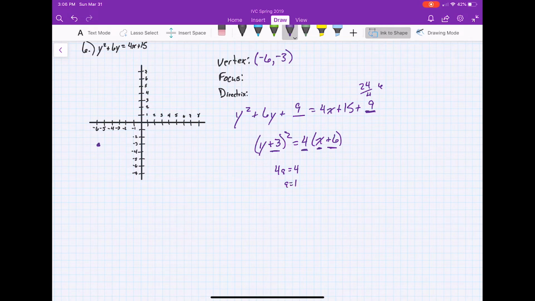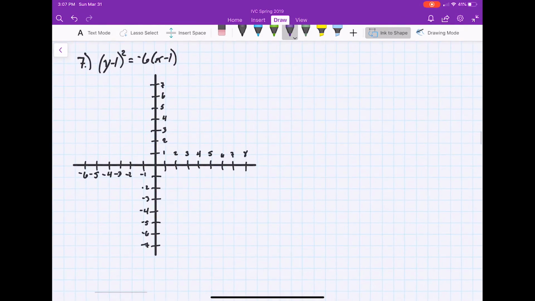Now we are going to get into some craziness. We got our a equal to 1. So our focus is just 1 over, and our directrix is 1 over as well. So x equals -7, and our focus is (-5, -3). And then if we wanted to draw the rest of this, we obviously do 4 times a, which would be 2 each direction from the focus. And there you go. That's number 6.